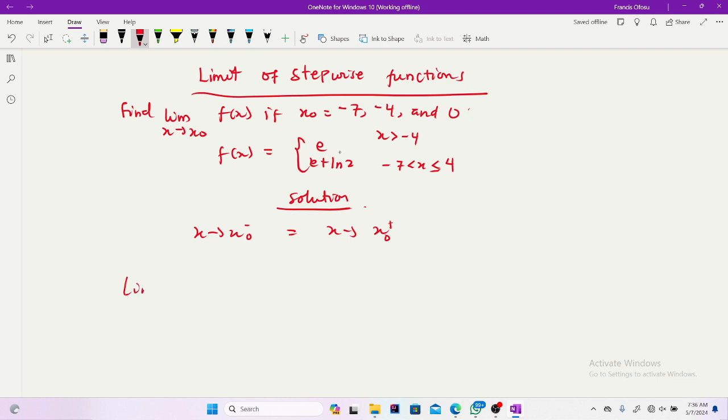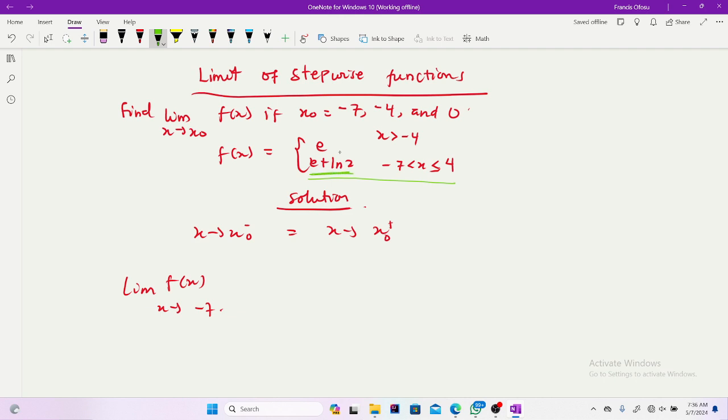So for the first limit, limit of f of x as x approaches the first x naught, which is -7. For -7, when you come to the piecewise function here, you analyze it. Where does the function have -7 in it? As x approaches -7, the part of our function in play is e plus ln 2. Because when you say stepwise function, it has been broken into pieces. So the -7 domain is only affecting this piece of the function.